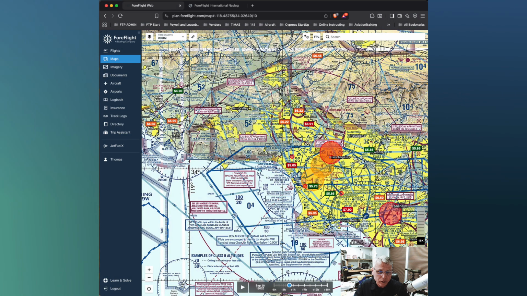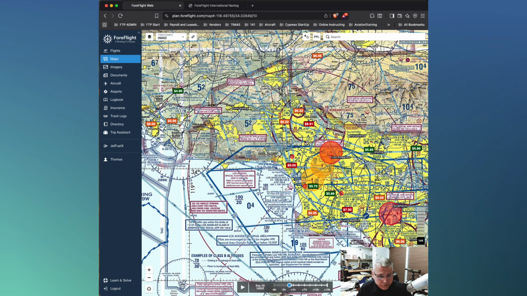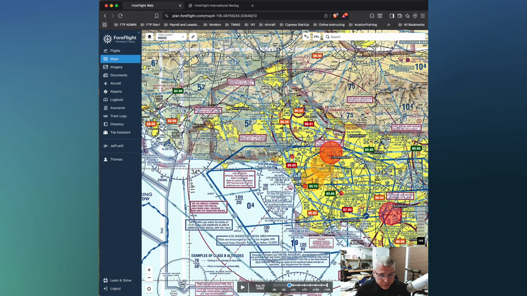Hello and welcome. We are going to plan a flight today using a tool called ForeFlight. We're going to use the web-based version of this, and for your awareness, there is also an iPad, an iOS app version of it. Just to set the stage, this is an introductory video, giving you a pretty good idea of the elements of creating a navigation log in ForeFlight.